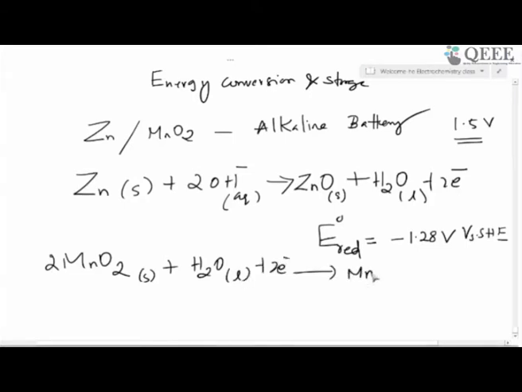Similarly, the MnO2, which is the cathode material, will produce Mn2O3 plus 2 OH minus aqueous. This I have written in the reduction form. So the standard reduction potential of this was 1.18 volt or 0.15 volt versus SHE.